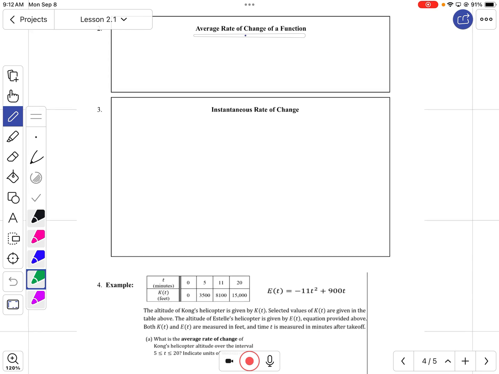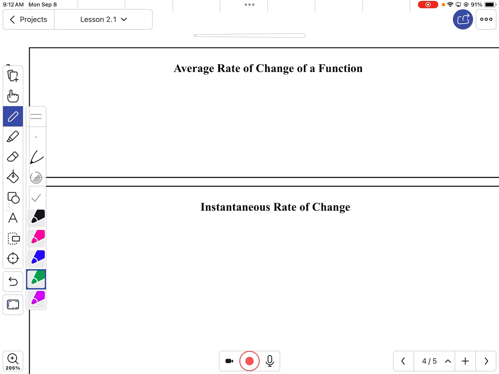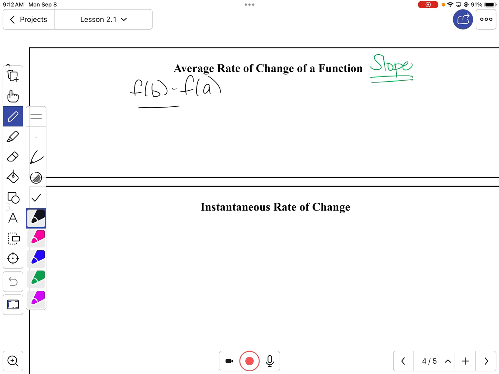So let's take it simple. Let's start with an average rate of change, okay? Average rate of change is just slope. An average rate of change is just our slope, okay? So how we normally would see it is f of b minus f of a over b minus a, because we're talking about on an interval from a to b, okay?